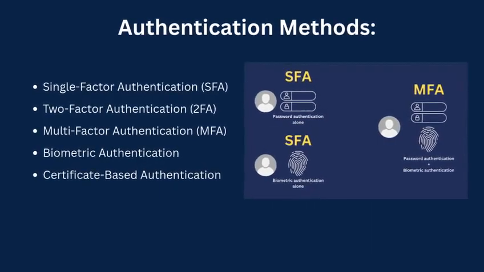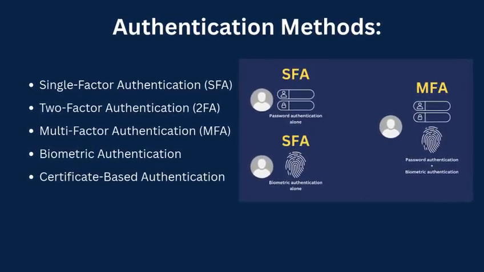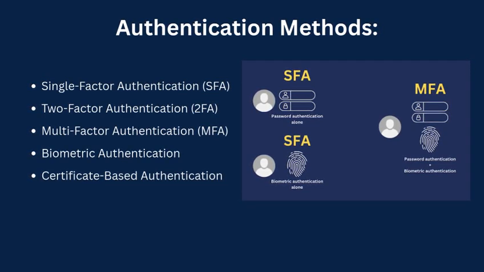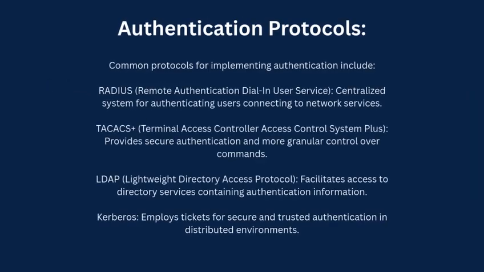Authentication methods. Single-factor authentication, SFA, relies on one factor, such as a password. It's simple but less secure. Two-factor authentication, 2FA, combines two different factors, like a password and a mobile OTP, providing enhanced security. Multi-factor authentication, MFA, uses more than two factors for even greater protection. Biometric authentication relies on unique physical characteristics. Certificate-based authentication uses digital certificates to verify identities.